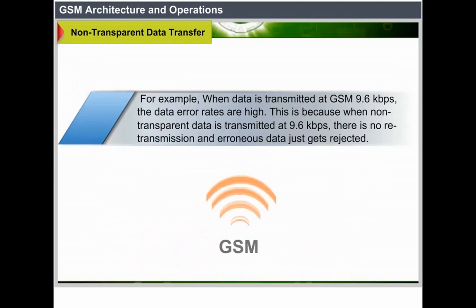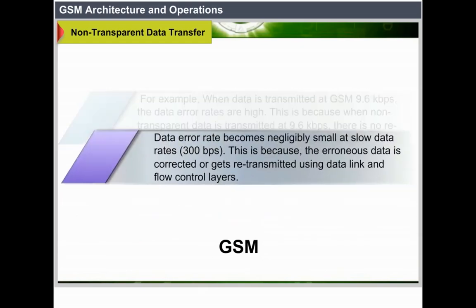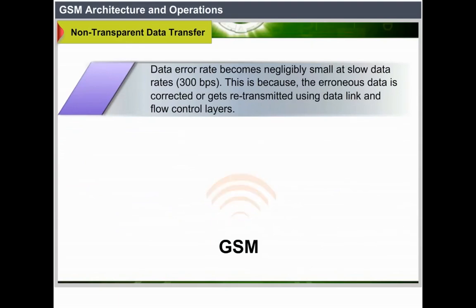For example, when data is transmitted at GSM 9.6 Kbps, the data error rates are high. This is because when non-transparent data is transmitted at 9.6 Kbps, there is no retransmission and erroneous data just gets rejected. Data error rate becomes negligibly small at slow data rates, 300 bps. This is because the erroneous data is corrected or gets retransmitted using data link and flow control layers.